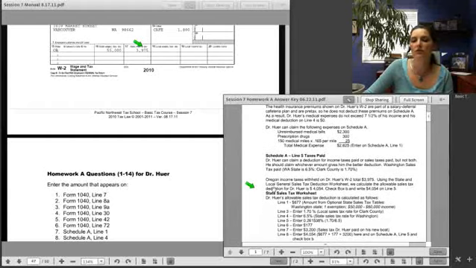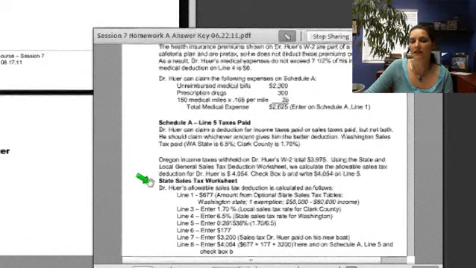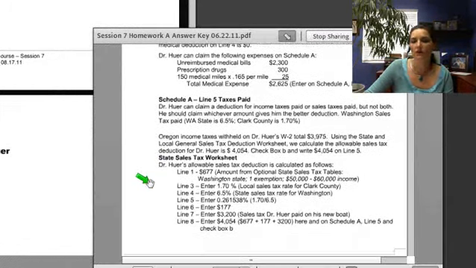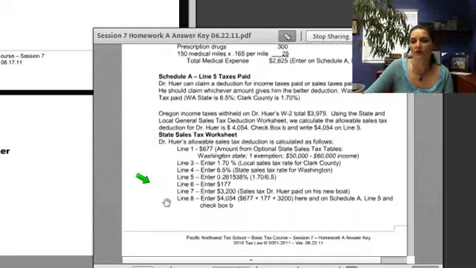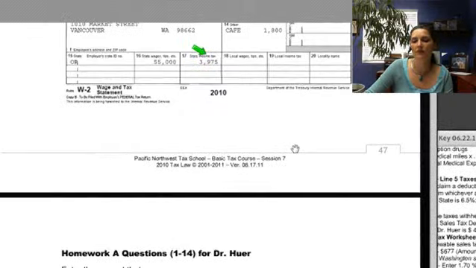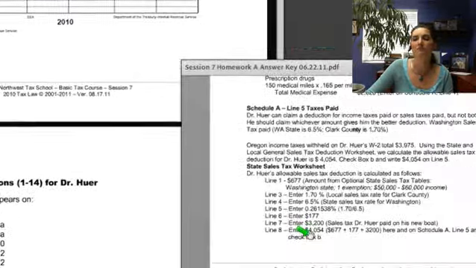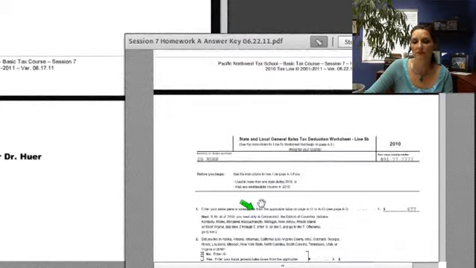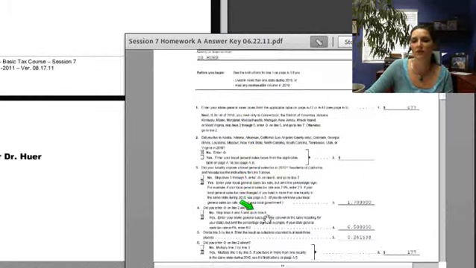And to do that, we're really going to have to complete the sales tax worksheet to figure out what his deduction is on his worksheet. And when we do that, we ultimately show that we get a $4,054 sales tax deduction, and that is more than the income tax he had withheld on his W-2. So he will be better off claiming a deduction for sales taxes paid. Here is the completed worksheet.